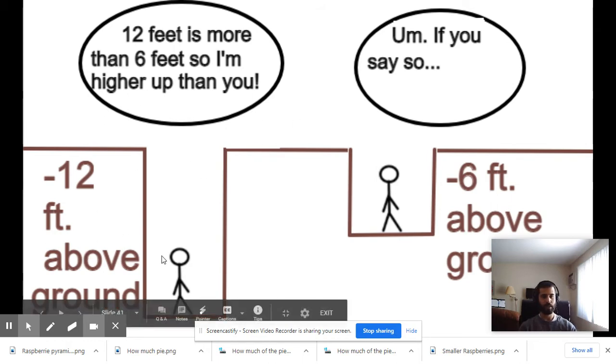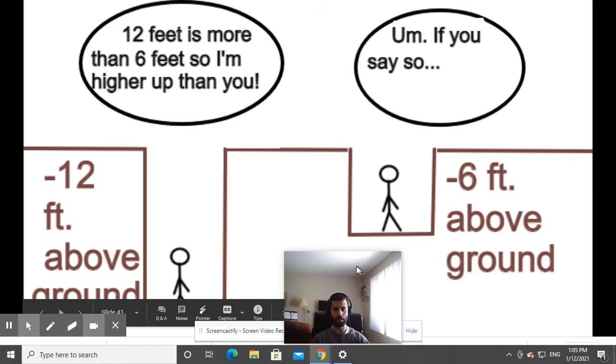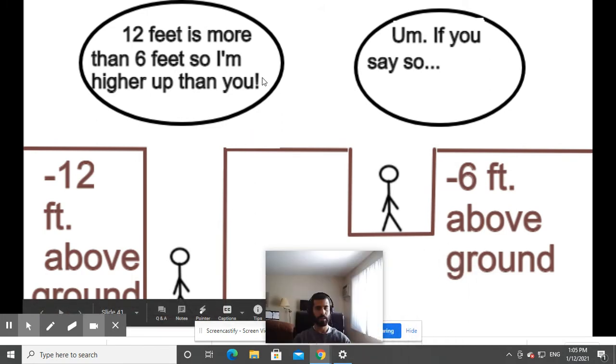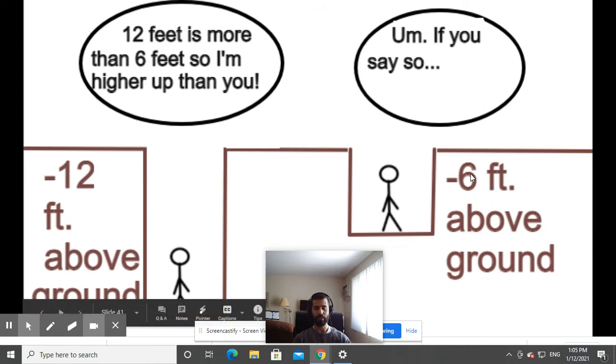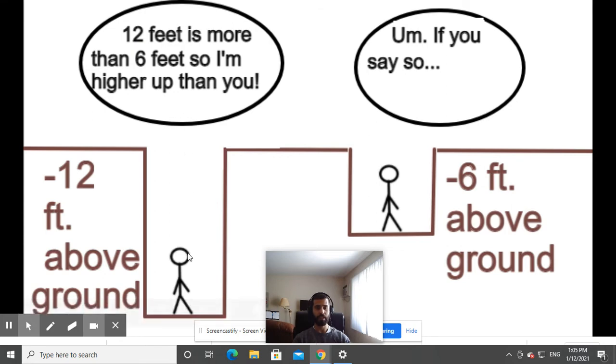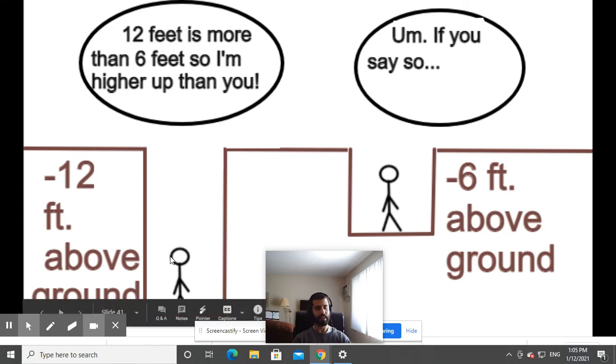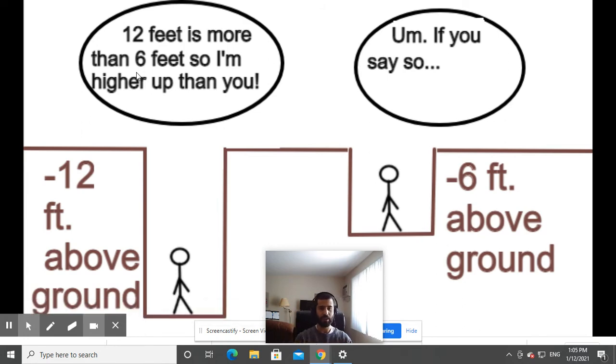So this illustrates sort of what that would mean. We have a guy right here, he's in a hole, and he's -12 feet above ground. And the guy right here, he's -6 feet above ground. So to say -12 is a greater number is basically saying this guy is higher up. And that's not true. So basically, what you would think as a larger negative number is even further and further down into the ground.